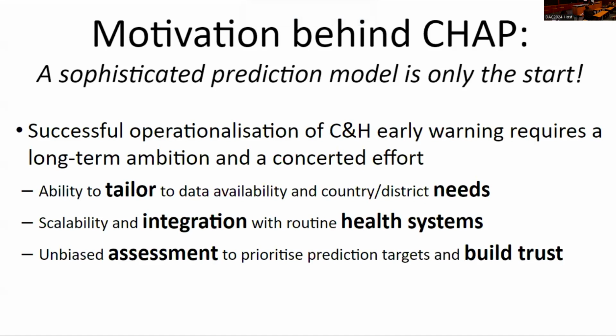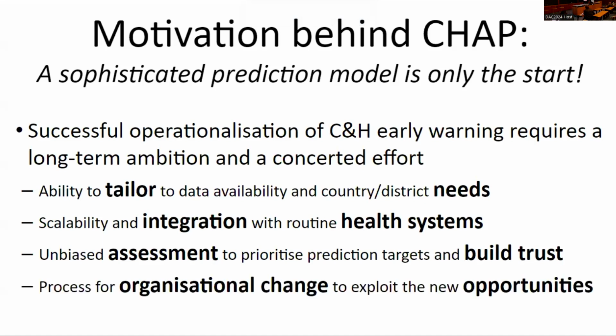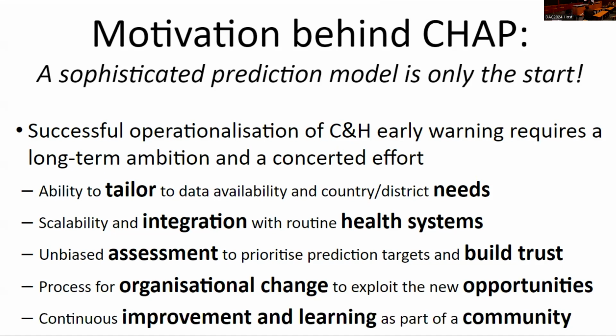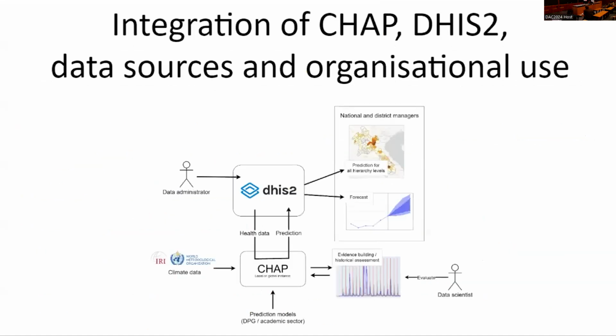Unbiased assessment to prioritize prediction targets. What do we want to predict? And also to build trust. And we also need a process for organizational change to exploit these opportunities. If we can predict ahead, it's not like one already knows exactly what decisions should be taken. One also needs to develop over time the processes to take these new opportunities into account. And finally, we need continuous improvement and learning as part of a community when we do this.